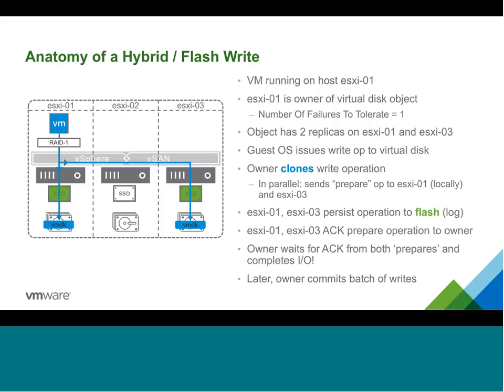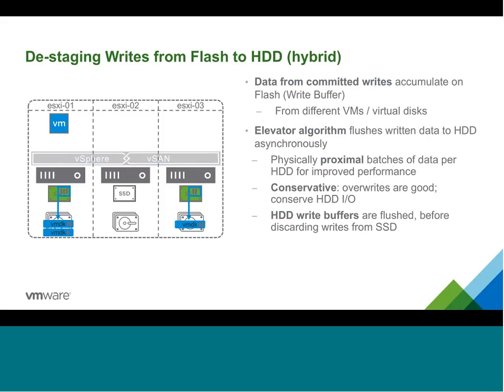Just remember that whenever a write comes from a virtual machine, it's always written to the 30% write buffer that I have in the cache tier, and the acknowledgement is sent back from there. So the VM says, okay, my write is completed, and the write that I'm holding in the cache tier is never immediately flushed to the capacity tier. It's flushed later. It's a batch of writes that happens. That is the destaging. So when I'm destaging writes from flash to HDD in a hybrid environment, data from committed writes accumulates, say when the 30% is full.